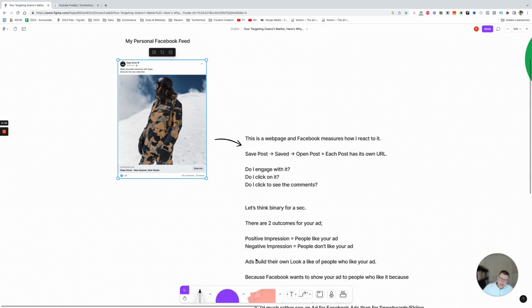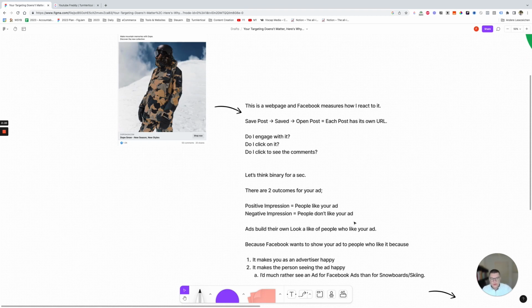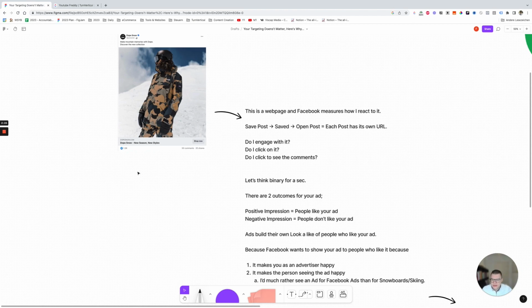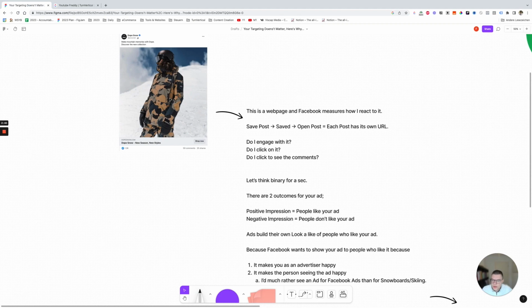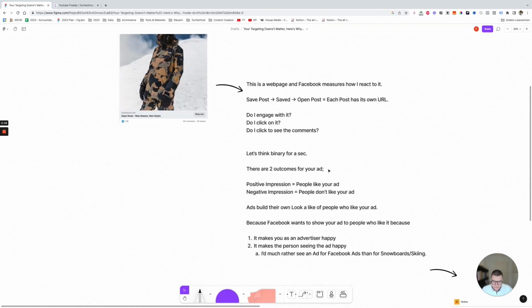And each ad builds its own lookalike audience based on the positive impressions that your ad is getting. And also from the negative, because from the negative Facebook learns who not to show your ad to. For example, I'm not interested in snow. I don't even know what this is. It's a bad ad, I think. But it's like clothing. This looks like a snowboarder to me, the way he stands. So I think this is for snowboarding, but it might be for skiing as well. I'm not sure if there's even a difference.